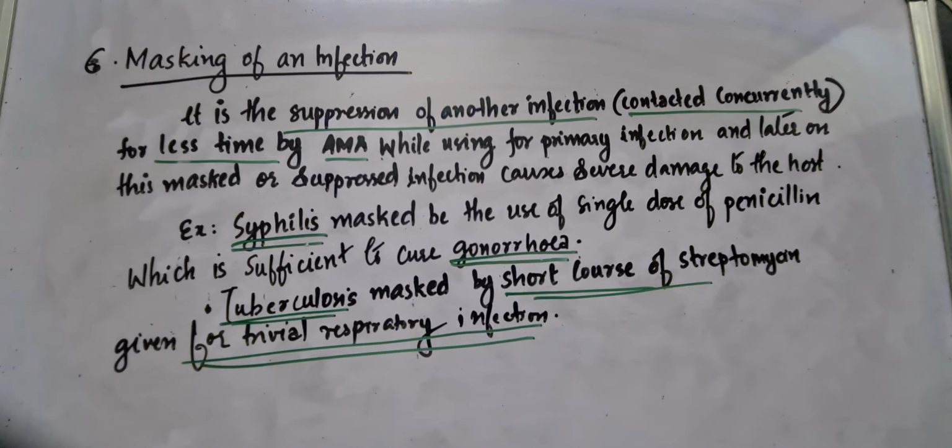Another example is the masking of tuberculosis by a short course of streptomycin given for a trivial respiratory infection. So this patient has a trivial respiratory infection and concurrently has contracted tuberculosis. But the use of a short course of streptomycin will mask this tuberculosis infection.